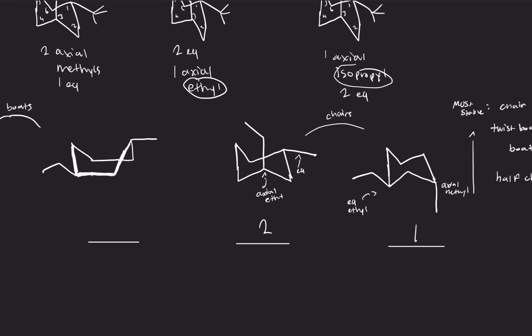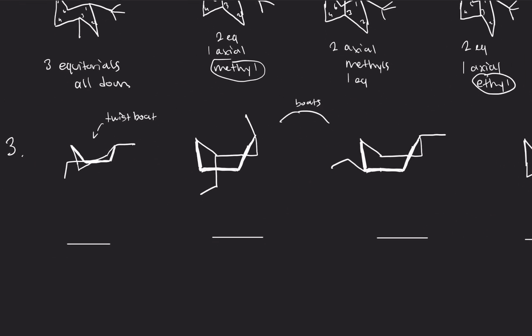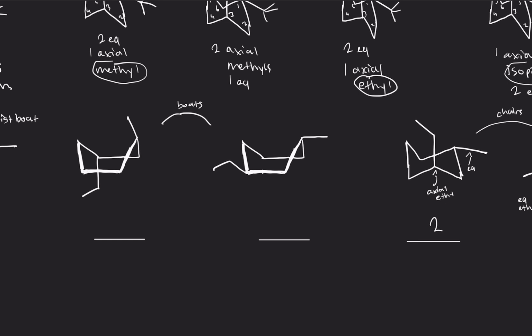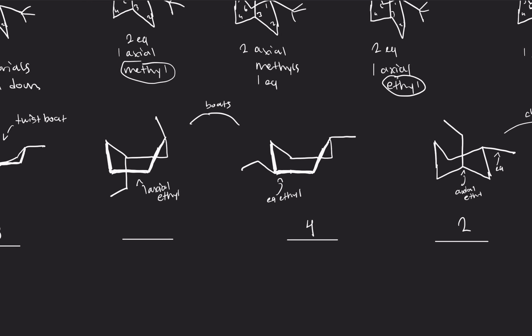So after the chair, we have the twist boat, right? And we only have one twist boat here, so this will be number 3. And then we have 2 boat conformations of the cyclohexane in the middle. Here, this one has an axial ethyl. And this one has the equatorial ethyl. So once again, the ethyl should be on an equatorial position if it is possible. So this one is more stable on the right. And this one will be the 5th because the ethyl is on an axial position. And actually, this boat also has a methyl on an axial position. So we have 2 axial substituents, which is really unstable.